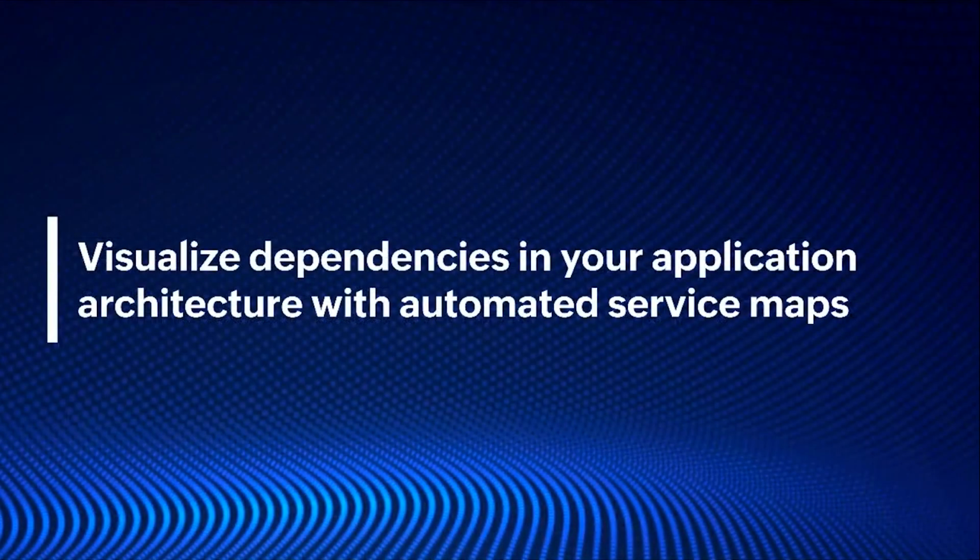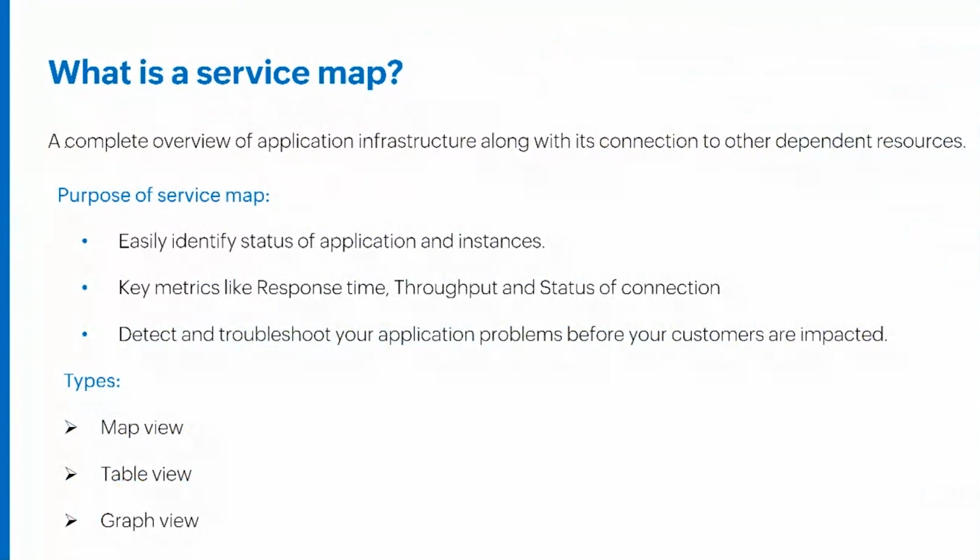Finally, moving on to the last topic of today's presentation, visualize dependencies in your application architecture with automated service map. A service map provides a complete overview of the application infrastructure along with its connection to other dependent resources. Using the service map, we can easily identify the status of an application and its instances, monitor key metrics like response time, throughput, and status of the connection, and detect the number of failed requests and troubleshoot the application problem before customers are impacted.